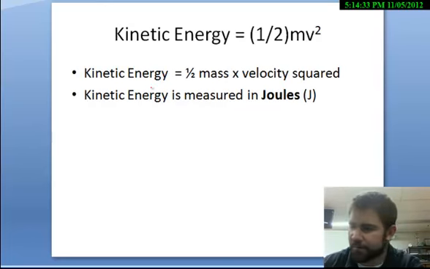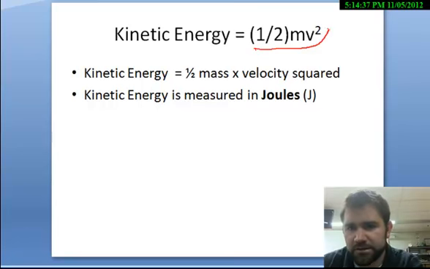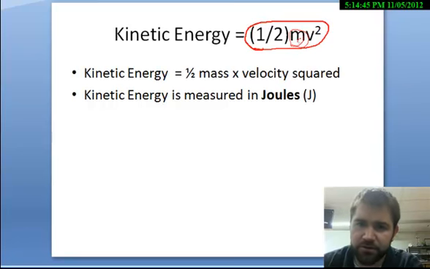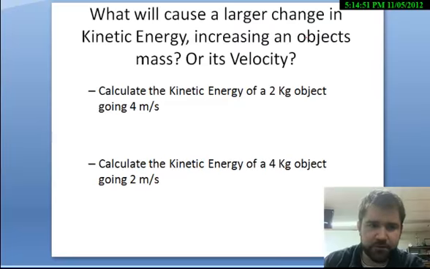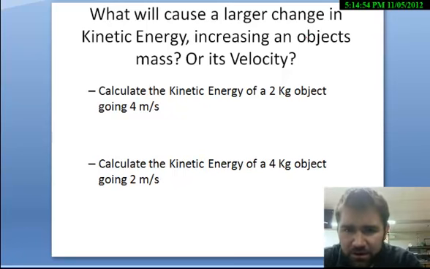That equation is kinetic energy equals 1/2 mass times velocity squared. So we can see that mass, if mass doubles, kinetic energy doubles, there's no exponent on this one. Velocity, there was an exponent. It's squared. So, what will cause a larger change in kinetic energy? Increasing an object's mass or increasing its velocity?